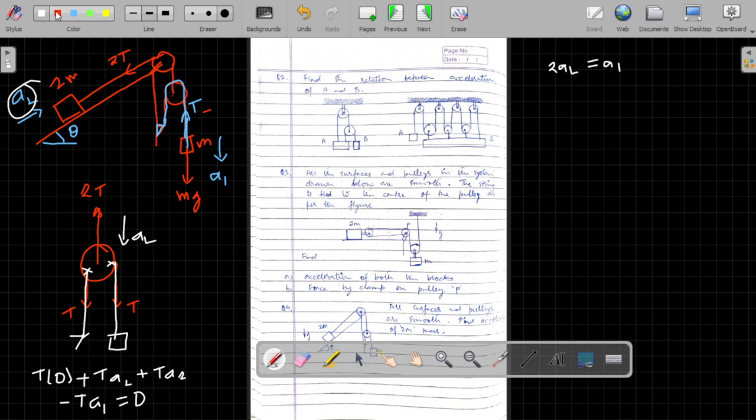Then we will be drawing the free body diagram for the mass 2m. So for the mass 2m, we would say that the tension is acting along the incline. Its value is 2T. The normal reaction is N, and the gravitational force acting on it is 2mg. Angle theta.